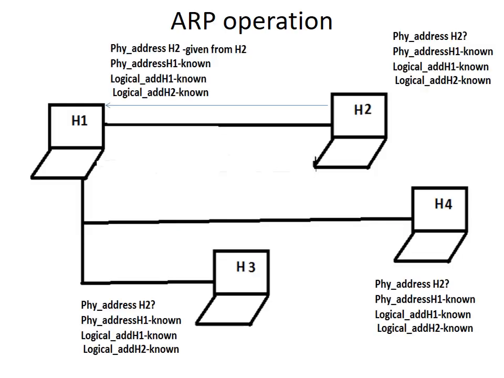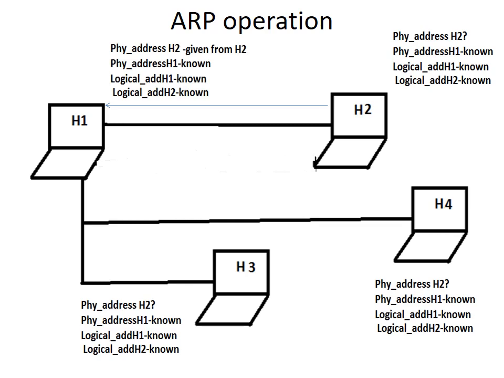Now we can discuss how the ARP operation is carried out. I have given an example of host computers which are interconnected, like H1, H2, H3 and H4. For example, if H1 wants to send a packet to H2, there are 4 essential components required. We know what the components are: the physical address and the logical address of the source, as well as the physical and logical address of the destination. Physical means the MAC address, and logical means the IP address.